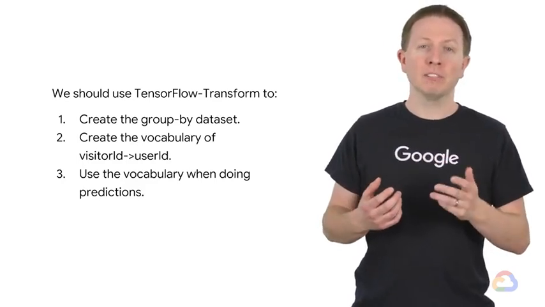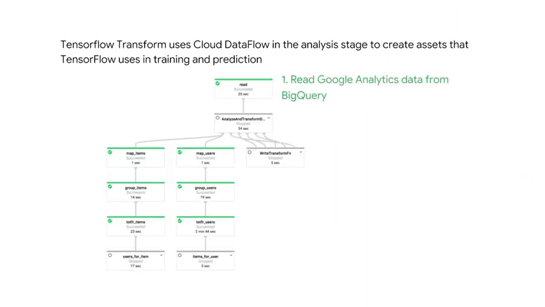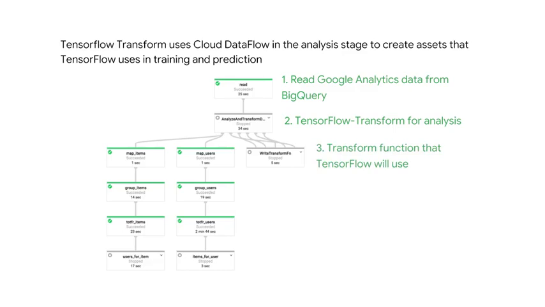Let's see how that would look in a data flow graph. TensorFlow Transform uses Cloud Dataflow in the analysis stage to create assets that TensorFlow uses in training and prediction. Here is this example's data flow graph. Let's walk through each step. First, since we were using Google Analytics data from BigQuery, we will read that in. Next, we'll use TensorFlow Transform for the analysis to get the proper statistics like building the vocabularies. Then we'll create the transform function that TensorFlow will use to do the correct mapping.